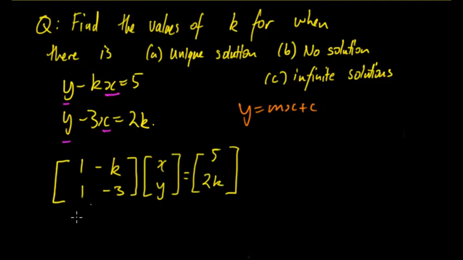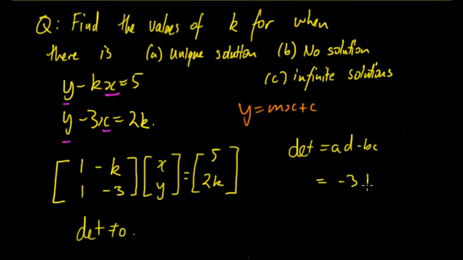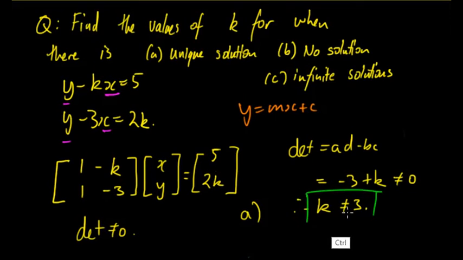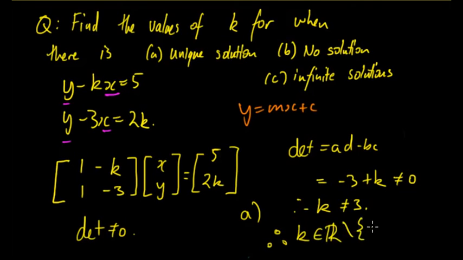Now, if we want to find a unique solution, that's when the determinant does not equal 0. So the determinant of this term is equal to AD minus BC, which is equal to negative 3 plus K. So we don't want it to equal 0. Therefore, K does not equal 3. And as you remember, with unique solutions, we don't care about the translations, so we don't even have to worry about what the constants are. So therefore, for a unique solution, we just say K cannot equal 3. So therefore, K is all real values apart from 3.